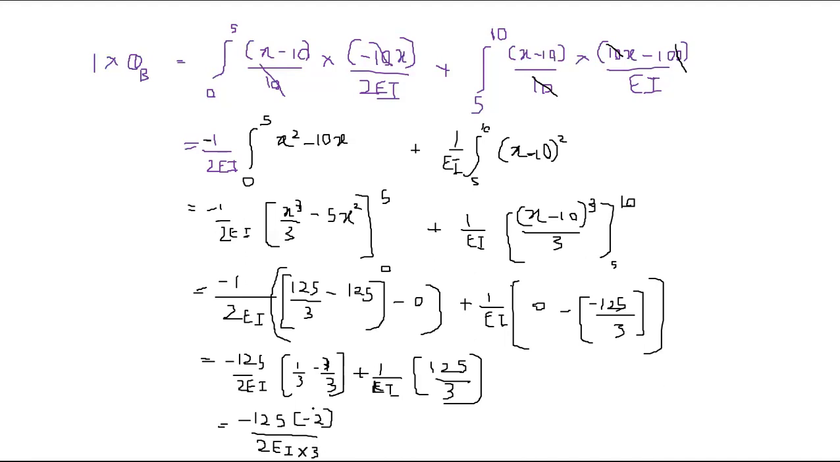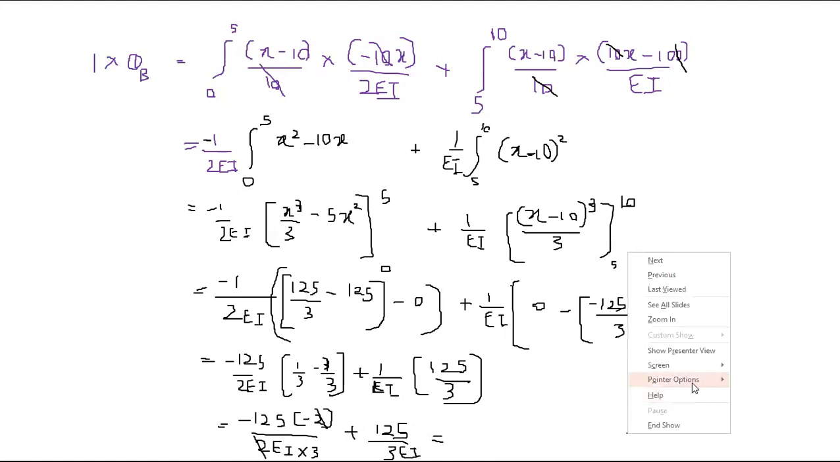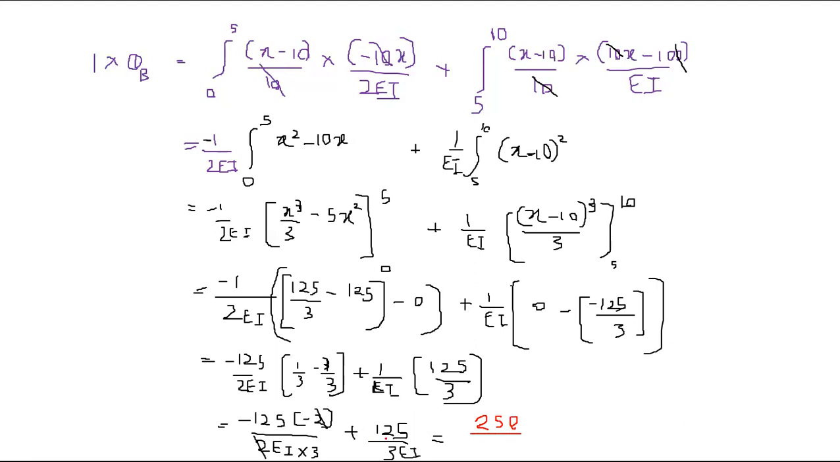So minus 2 into 3, so minus 2 gets cancelled. So minus into minus is plus. The same thing occurs again, EI. So your answer is 250 over 3EI. So if you know E and I, that's positive. So that means it's along the direction you apply the virtual moment.